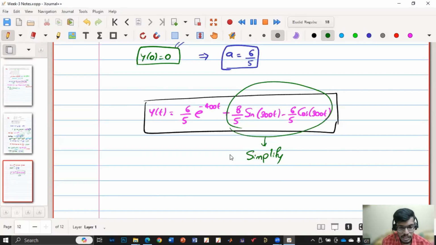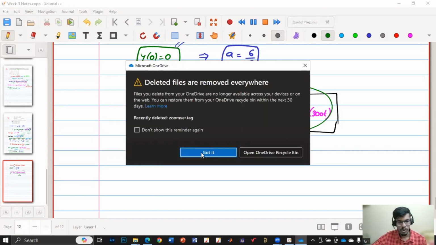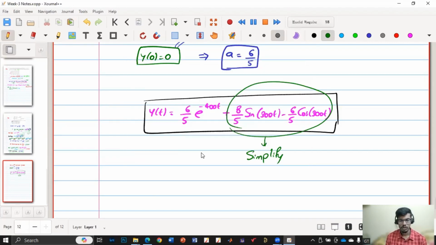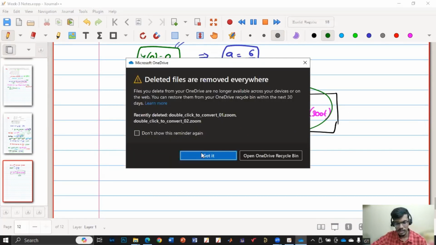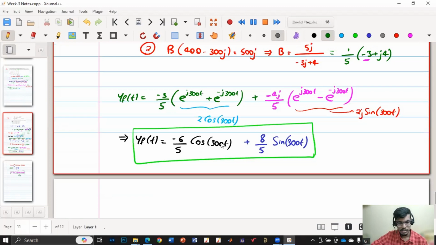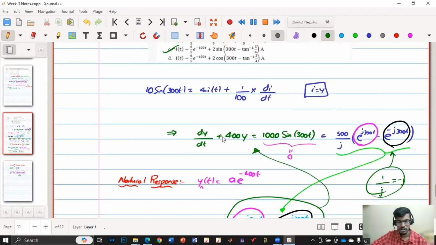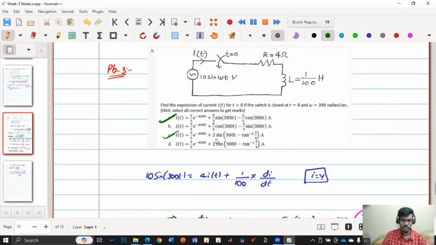Any queries till this point? Whoever is left, are you able to understand all the concepts and how to solve the equations? Similarly, if there is any RLC circuit, first you write the differential equation, and then you solve the differential equation. First natural response, then forced response. One by one you can do.